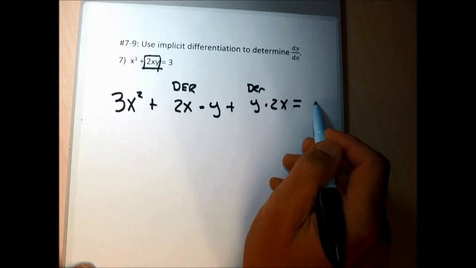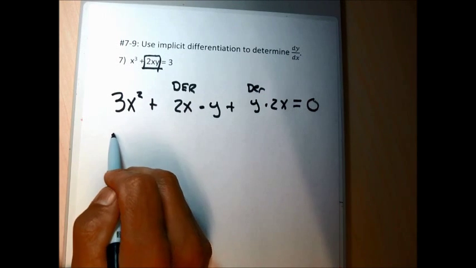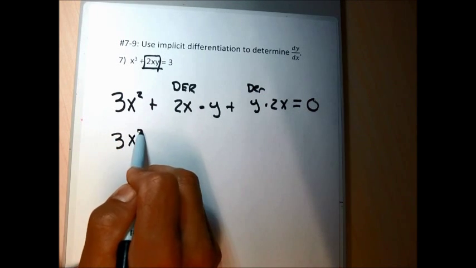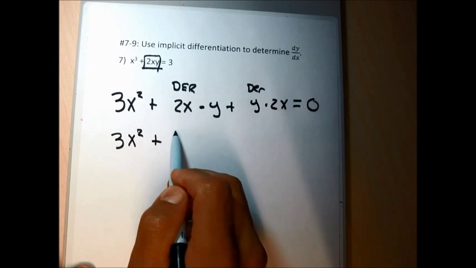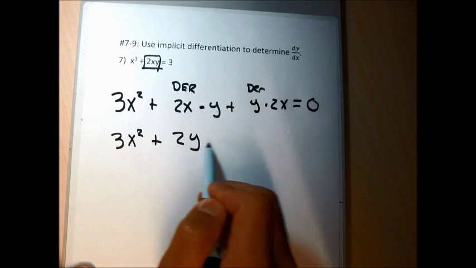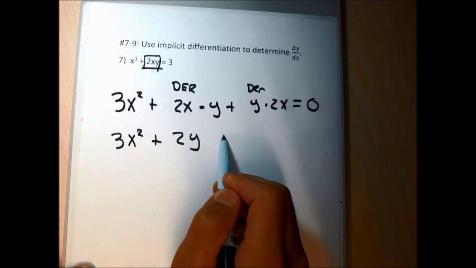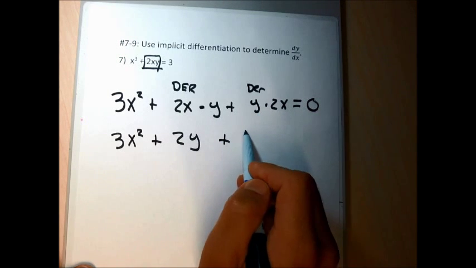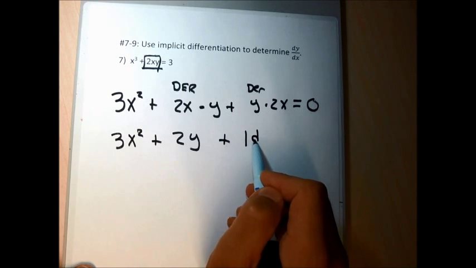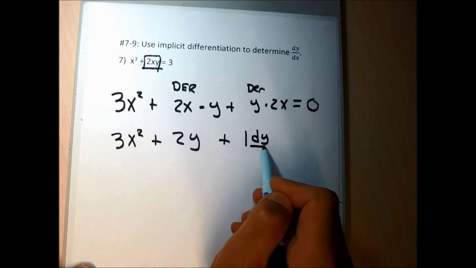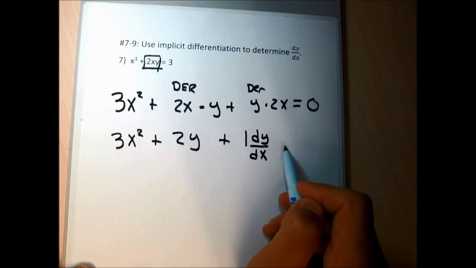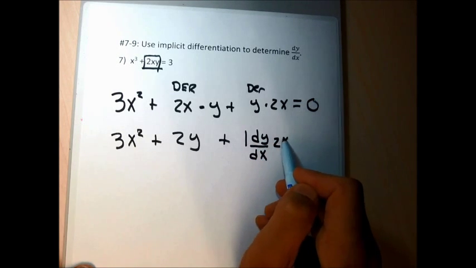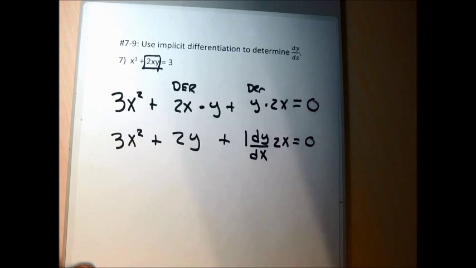The derivative of 3 on the right side is 0. So now I'm going to get 3x squared. The derivative of 2x is just 2. So the middle piece here becomes 2y. The derivative of y is 1, but because I took the derivative of a y, I have to tack on the dy dx. I'm going to leave the 2x over here equal to 0.